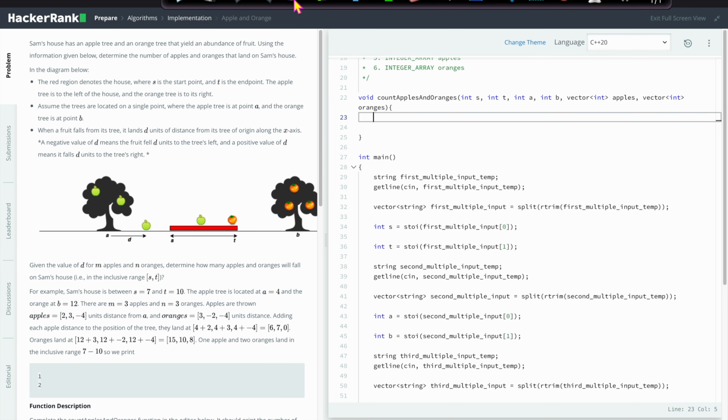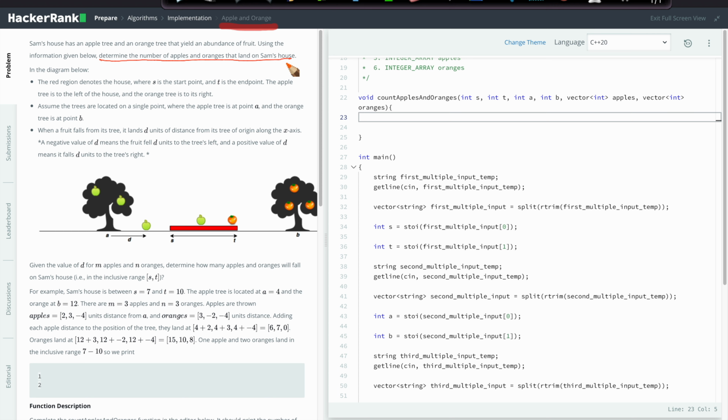Hello friends, today we are going to solve this problem, the apple and orange problem. Try to understand what exactly this problem statement is saying. Sam's house has an apple tree and an orange tree that yield an abundance of fruit. Using the information given below, determine the number of apples and oranges that land on Sam's house. This is what is expected. Determine the number of apples and oranges that land on Sam's house.